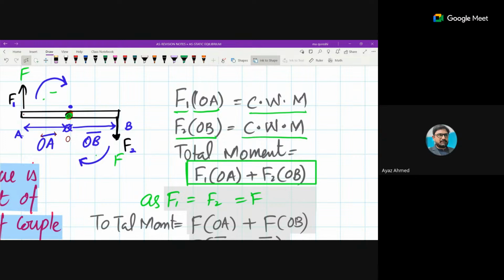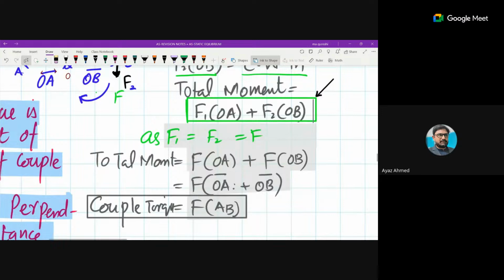Are they both clockwise? Yes. So when both are clockwise, the total moment is the sum of both of these moments. What will be the total moment? Total moment is actually the sum of these two, F1 times OA plus F2 times OB. As F1 and F2 are equal, this is the condition for the moment.